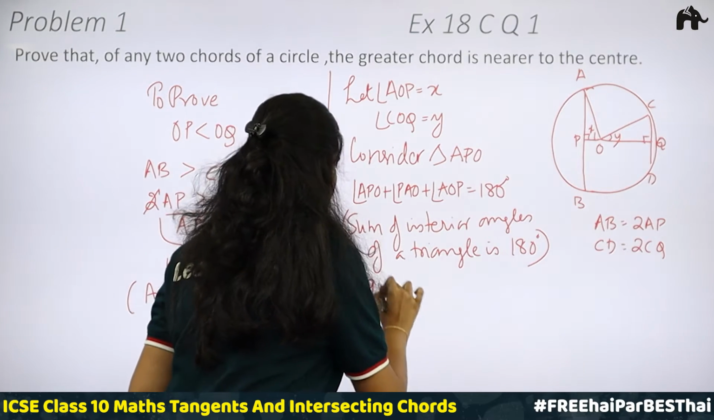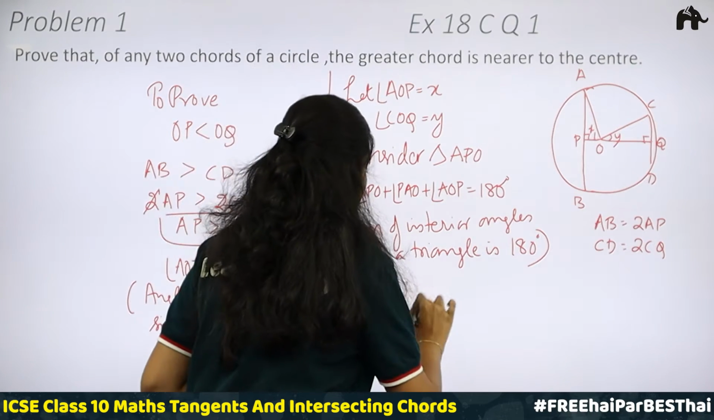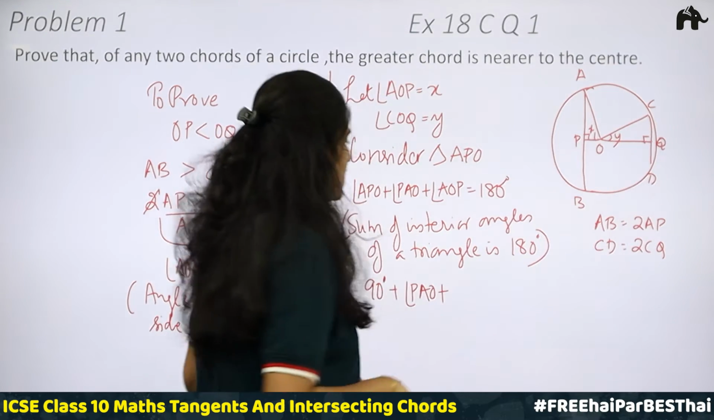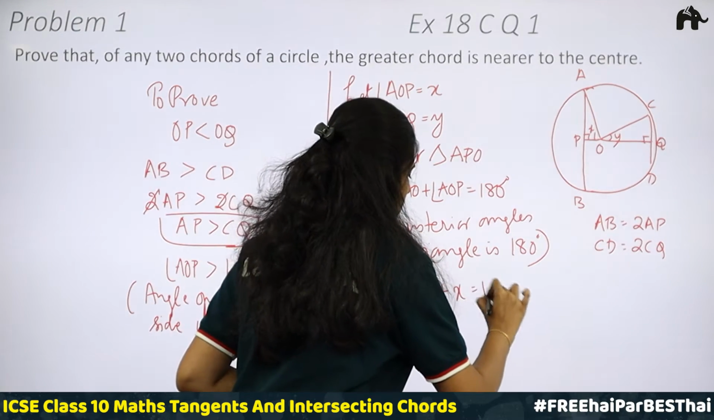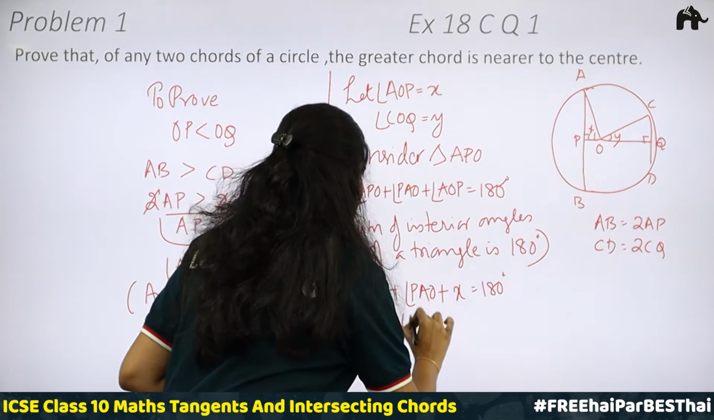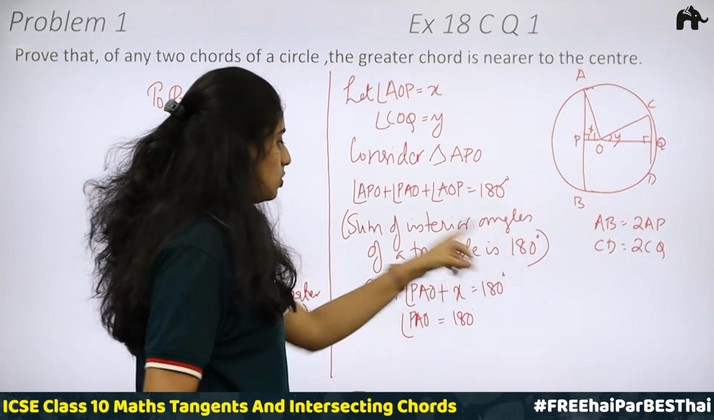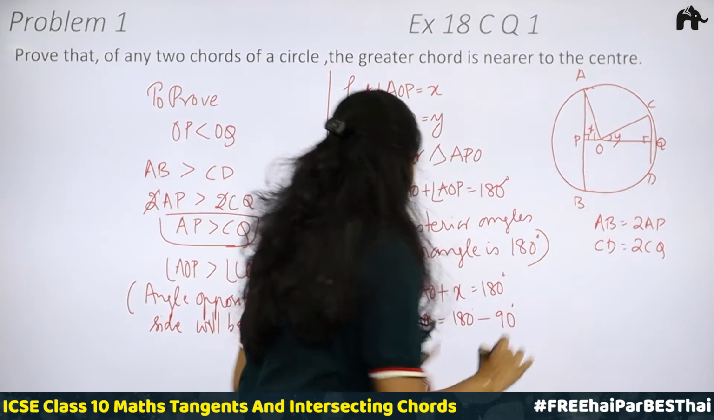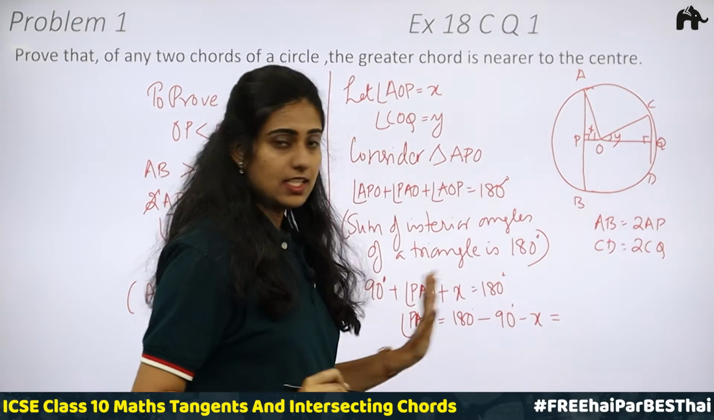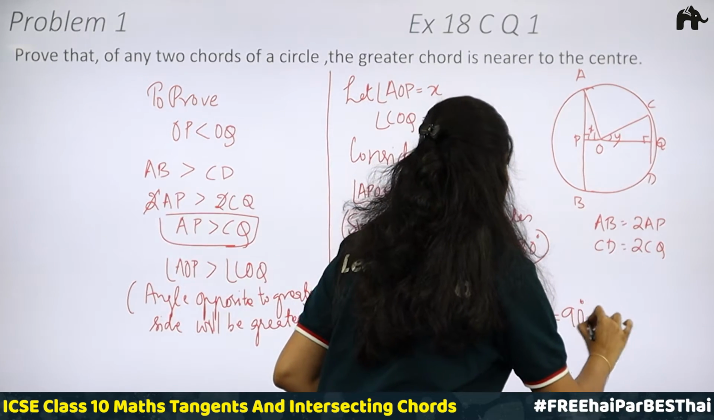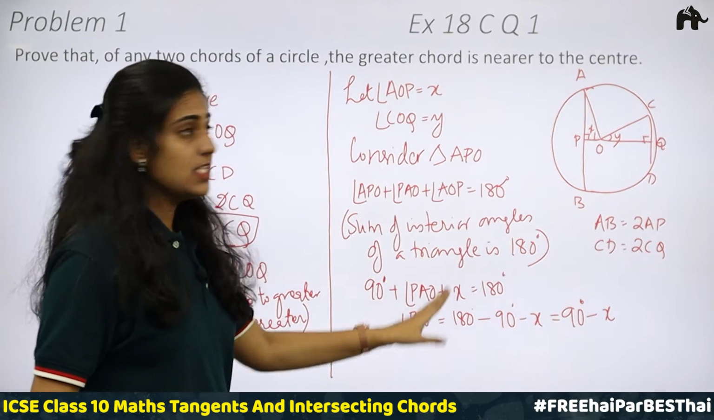Now put the values. APO is 90 degrees plus PAO, which we have to find, plus AOP, which we have taken as X, is equal to 180 degrees. That is, angle PAO will be equal to 180 degrees, taking this 90 degrees to the opposite side, minus 90 degrees, X to the opposite side, minus X, which is 180 degrees minus 90 degrees, that is 90 degrees minus X. So PAO is 90 degrees minus X.